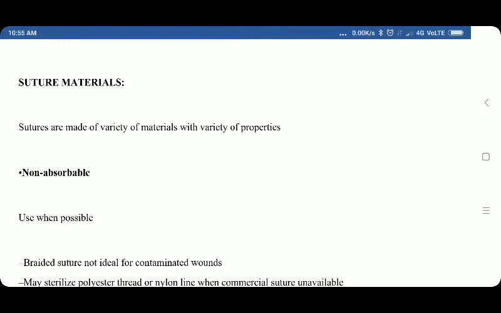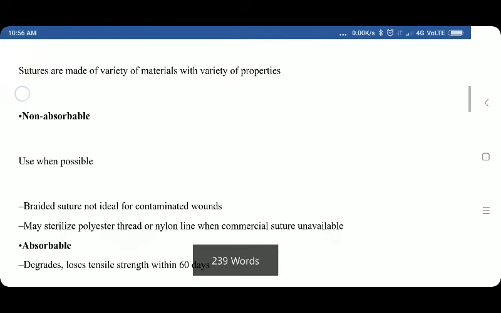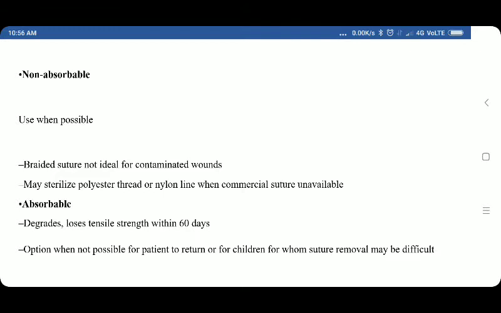Suturing materials. Sutures are made of a variety of materials with a variety of properties. Basically there are two types of materials used in suturing. First is non-absorbable and second is absorbable suturing material. So what are the non-absorbable? They should be used when possible, and non-absorbable sutures must be used outside the body for stitching the skin.